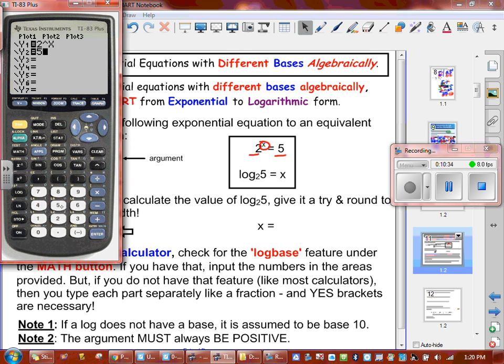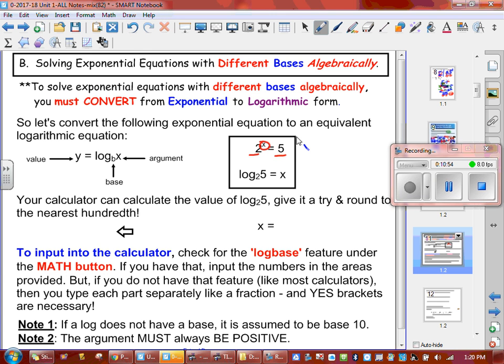Can I see where they touch? You bet I can. Now I would hit second trace, number 5 for intersect, and I enter 3 times. So my answer is 2.32. So that's one way of solving it. X equals 2.32. But we're not always going to have that situation.